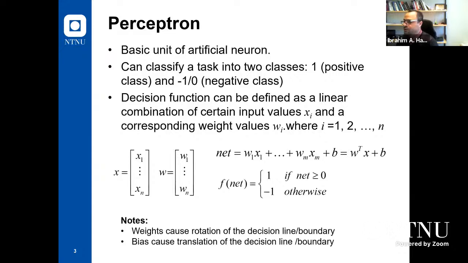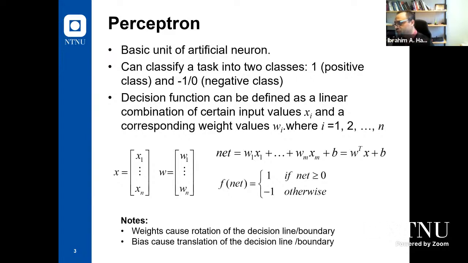So I want to start with the perceptron. The perceptron is the basic unit of an artificial neuron. It's this circle, and it can classify a task into two classes, for example, positive, negative, zero, one, yes and no. So if you have a binary classification problem, last time we studied different types of classification problems. There is binary classification and multi-class classification. Multi-class classification means we have several classes, like the iris dataset. In the iris dataset, we have three classes, correct? So it's a multi-class classification. But other problems could be binary. We just need to decide yes or no, for example.